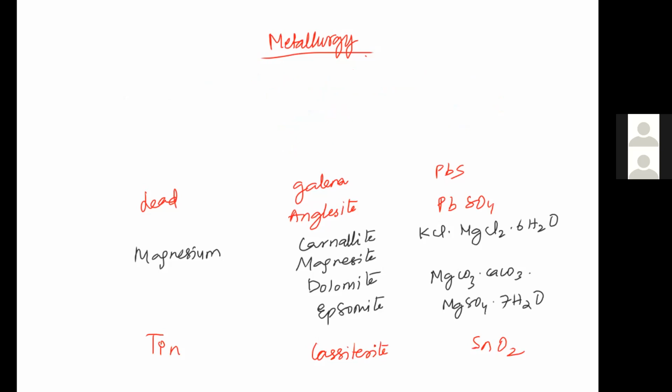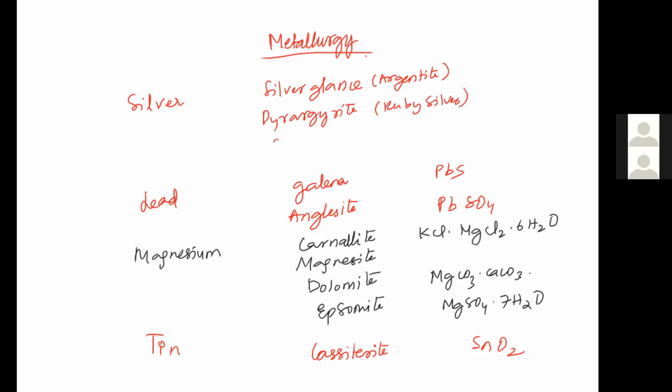This is silver. We have silver glance, which is argentite. We have pyrargyrite, which is called ruby silver. We have chlorargyrite, which is called horn silver. Ag2S, Ag3SbS3, AgCl.